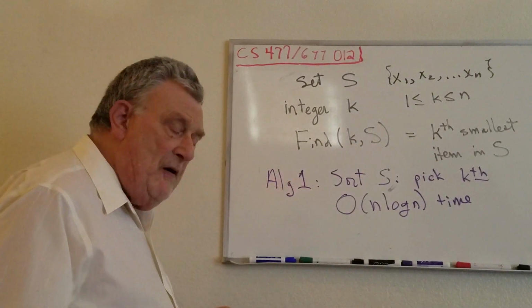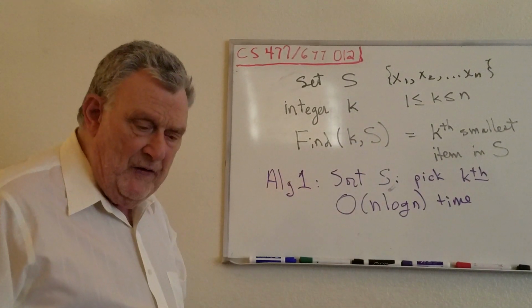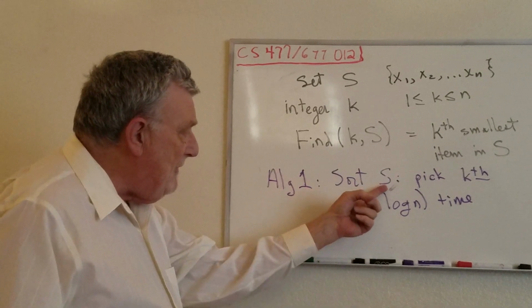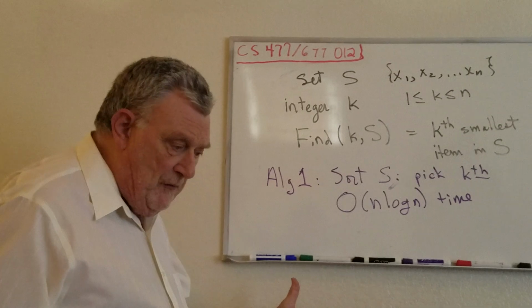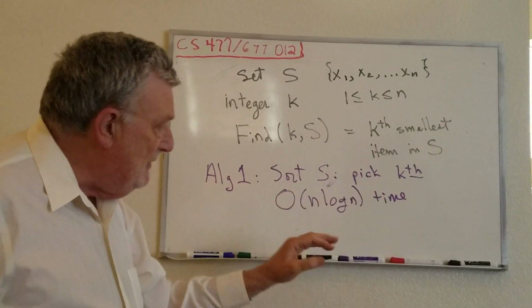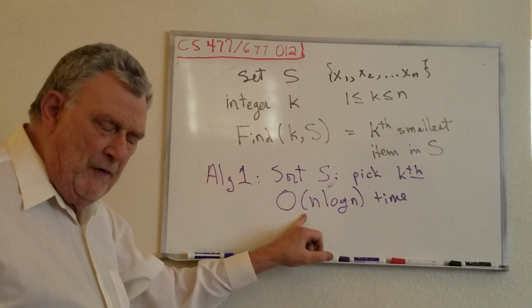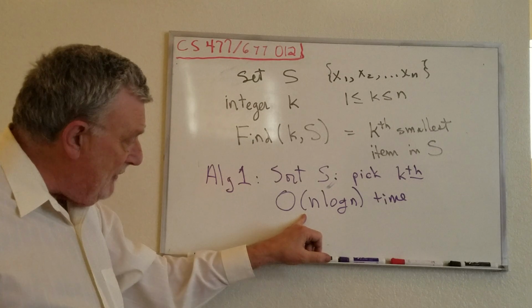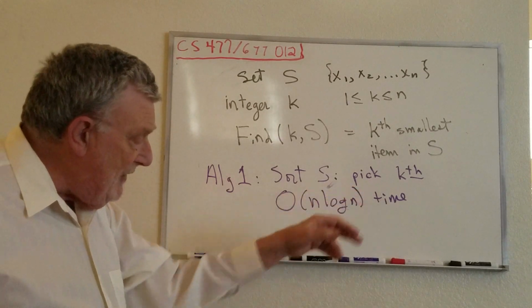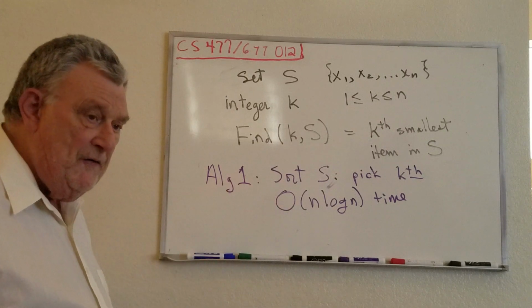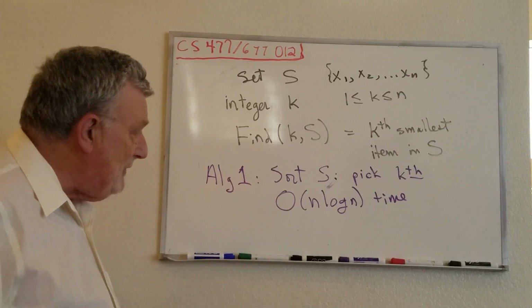Well, there is one very simple-minded, obvious way to solve this problem, and that is to first sort the set S. That goes into an array, let's say. You just reach in and pick the kth one in the array. Of course, you have to sort, so that takes O of n log n time, since we are using the comparison model. And of course, picking the kth one just takes one step. So O of n log n is the time complexity of this simple-minded algorithm.